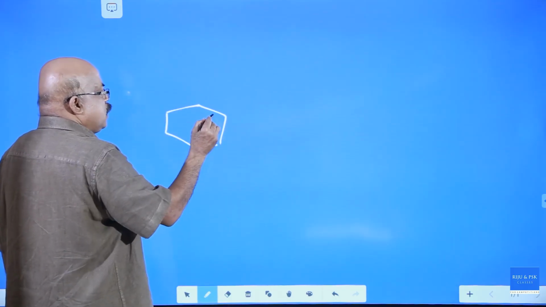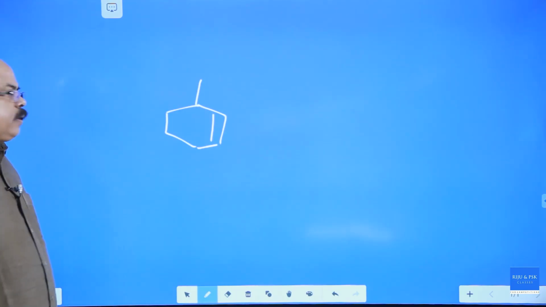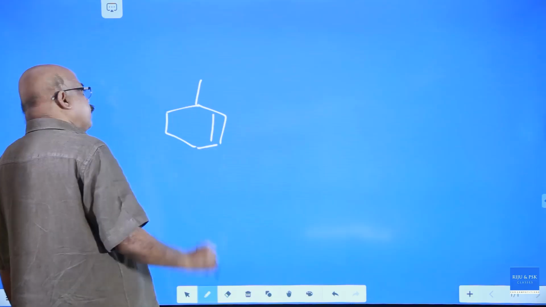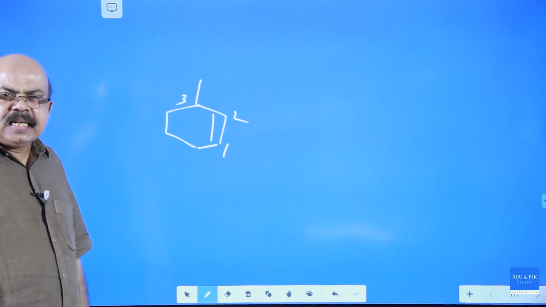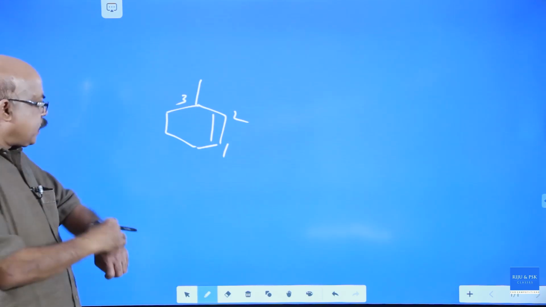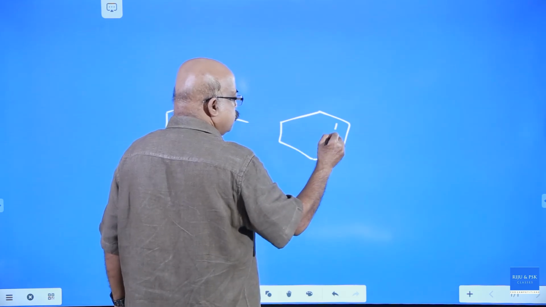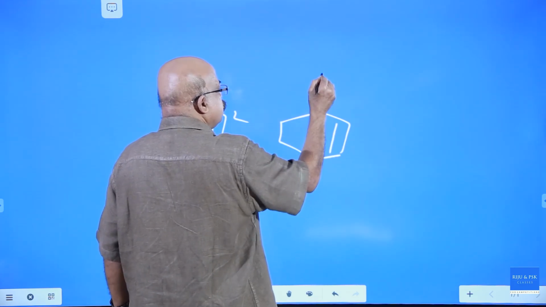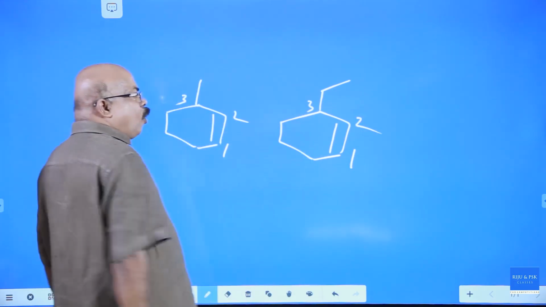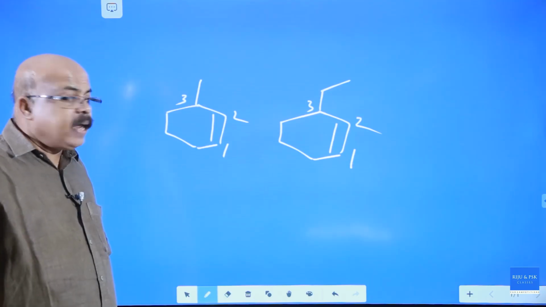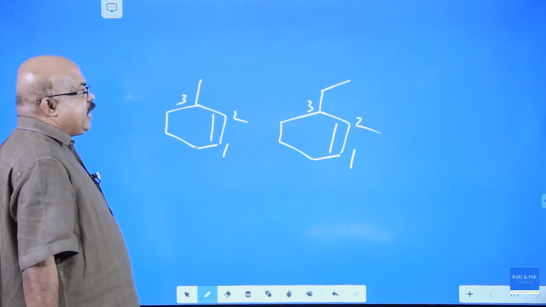Next is a cycloalkene with a substituent. Double bond takes priority. 1, 2, 3. It is 3-methyl cyclohexene. Very important, 3-methyl cyclohexene. It is 1, 2, 3. Here the double bond has higher priority than ethyl. So this is 3-ethyl cyclohexene.